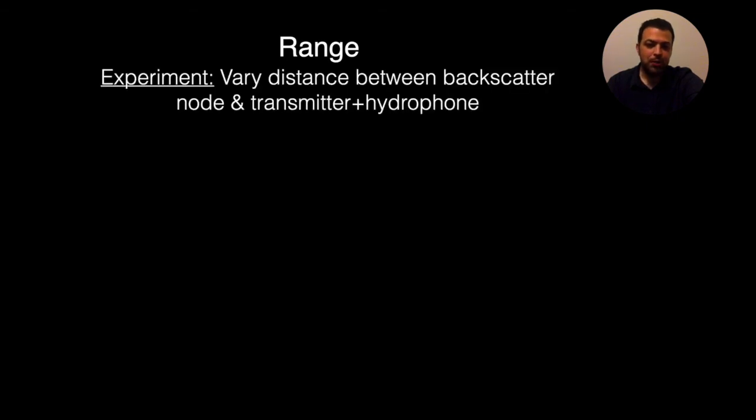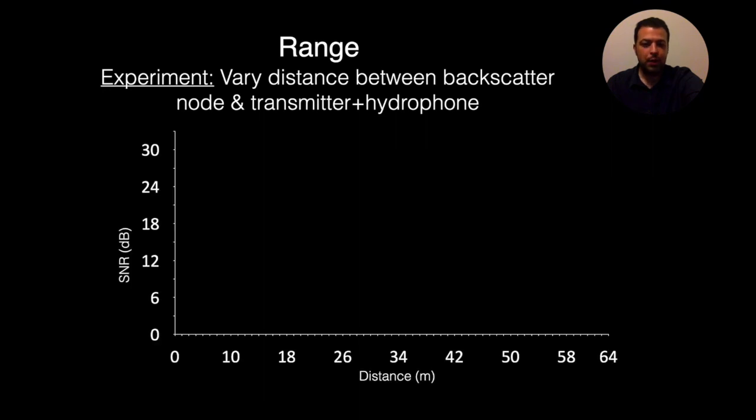Now I will show you how we were able to extend the range. The experiment we performed was we changed the distance between the backscatter node and the co-located transmitter and hydrophone. What I'm going to show you is, on the x-axis, the distance in meters, and on the y-axis, the signal to noise ratio. I want to remind you that with our prior design we were able to only achieve up to about 10 meters of communication.